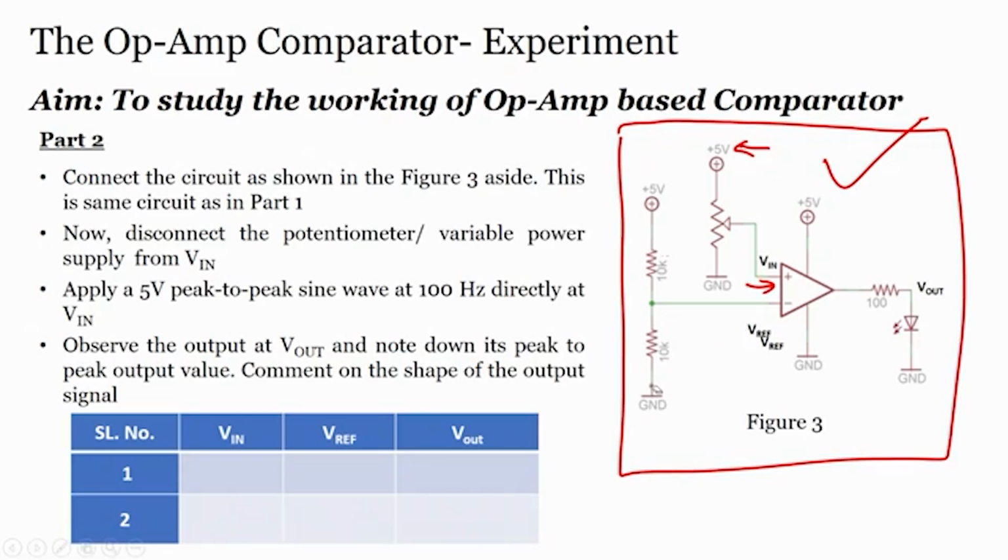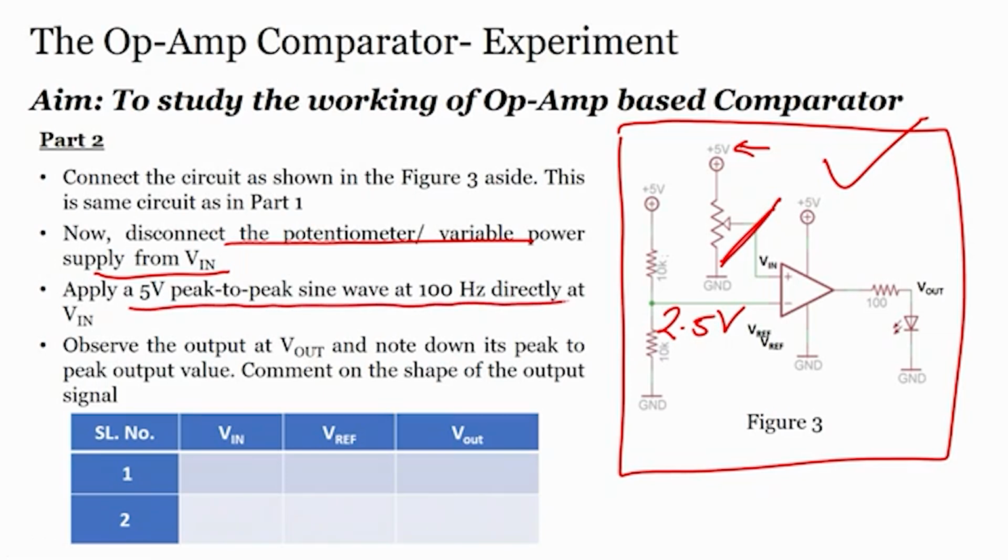Let us write it clearly: 2.5 volts. Now, disconnect the potentiometer variable supply from V in, that means we have to disconnect this one from the variable supply, and apply a 5 volts peak to peak sine wave at 100 hertz directly to V in. So instead of applying the DC supply, we apply 5 volts peak to peak sine wave at 100 hertz frequency.